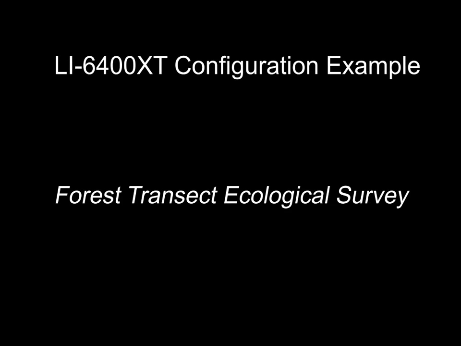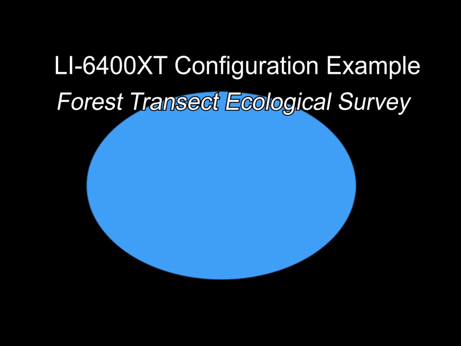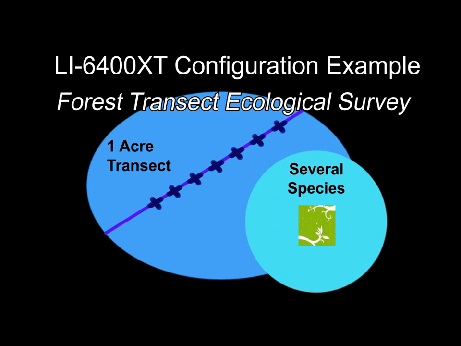For this configuration example, we will be measuring plants across a forest transect. The idea is that you would draw a transect through a section of forest, and at several points along the transect, we would stop and measure different species that are touching the transect line. So for this example, we will assume that we will be doing several transects.